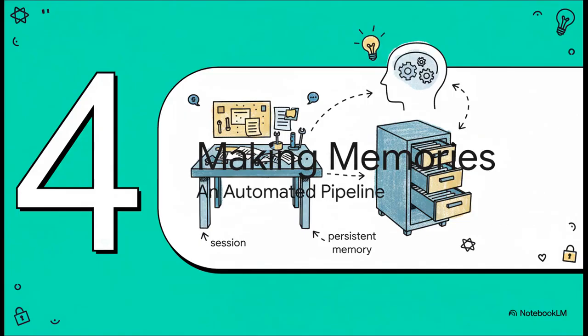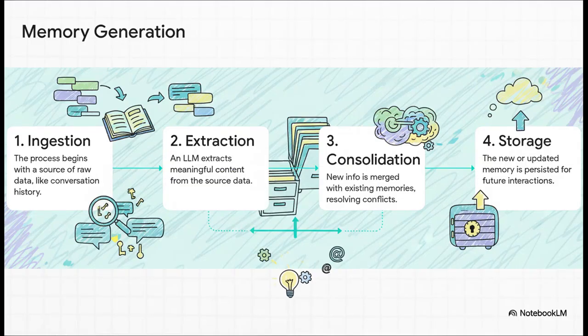Okay, so this all sounds great in theory, but how does an AI actually make and keep these long-term memories? Well, it's not just magic. It's actually a pretty sophisticated automated pipeline. So it's basically an LLM-powered process that happens in four main steps. First, it sucks in all the raw data, let's say the transcript of our conversation. Then it uses an LLM to smartly extract the really meaningful bits of information.